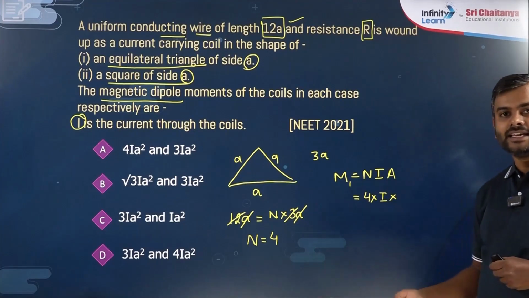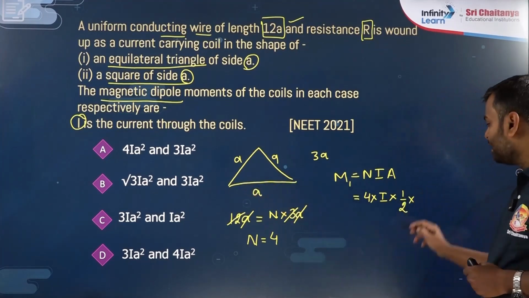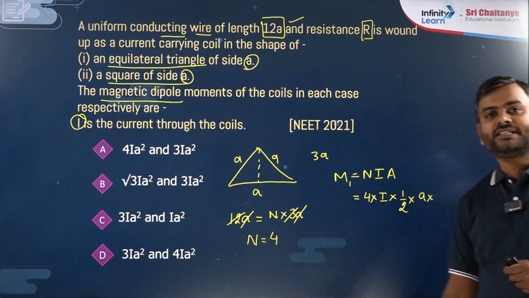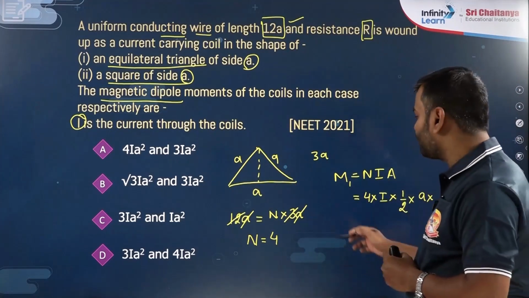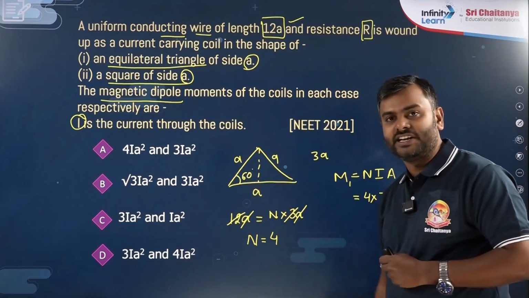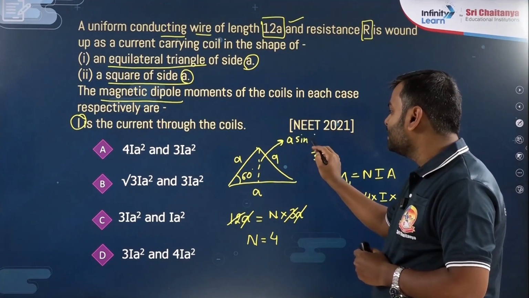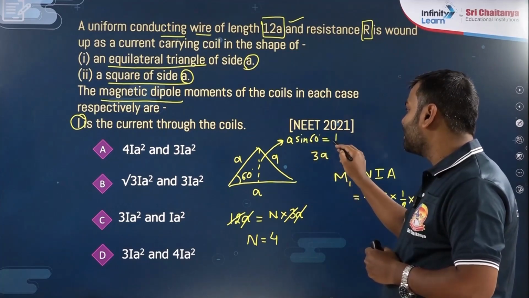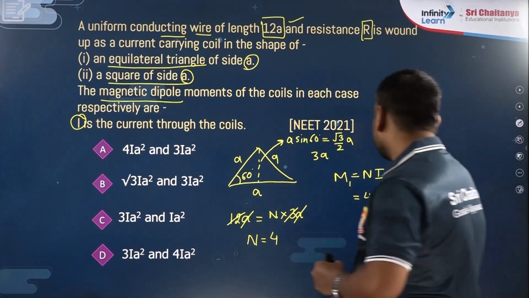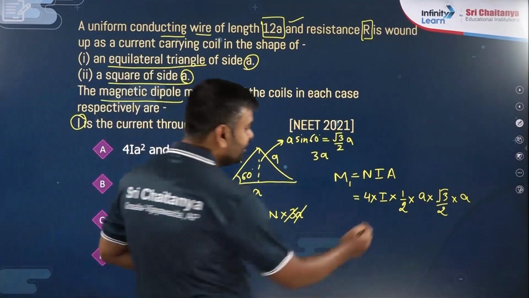What will be the area of the triangle? Area of the triangle is half into base into altitude. The base of this equilateral triangle is A. To find the altitude, you can see that this angle is 60 degrees, so the altitude will be A sin 60, which can be written as root 3 by 2 into A. So this is the value we are getting.